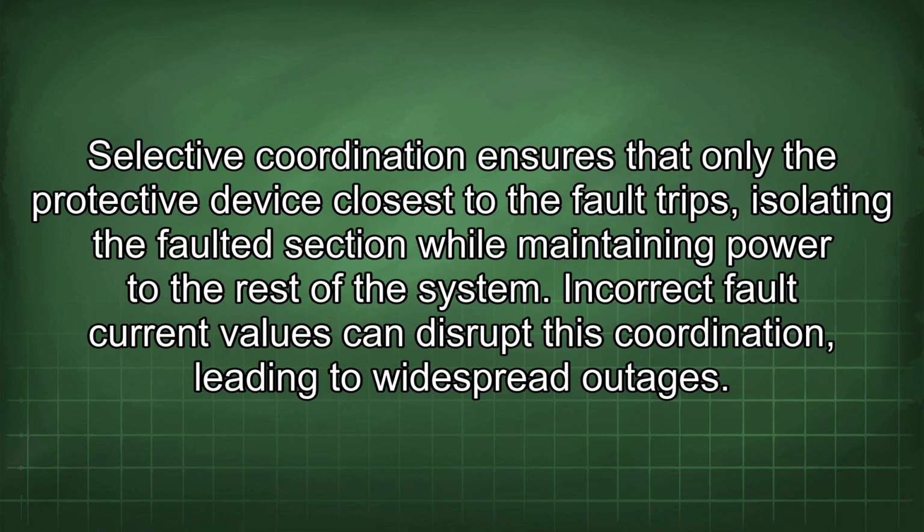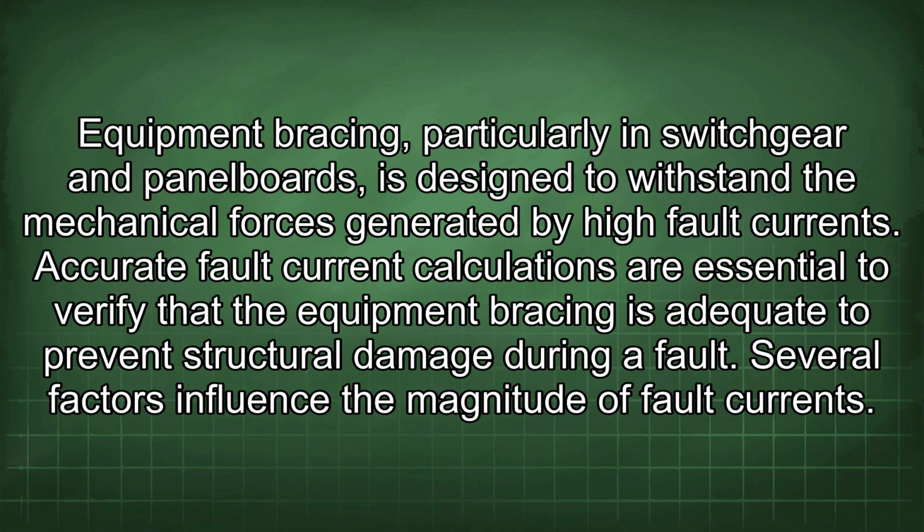Incorrect fault current values can disrupt this coordination, leading to widespread outages. Equipment bracing, particularly in switchgear and panel boards, is designed to withstand the mechanical forces generated by high fault currents. Accurate fault current calculations are essential to verify that the equipment bracing is adequate to prevent structural damage during a fault. Several factors influence the magnitude of fault currents.